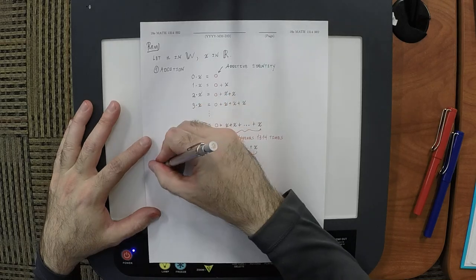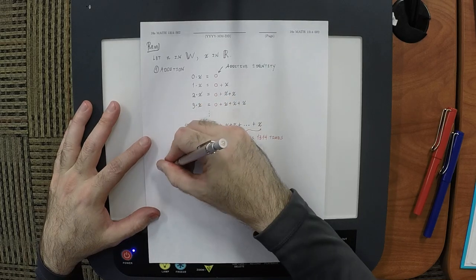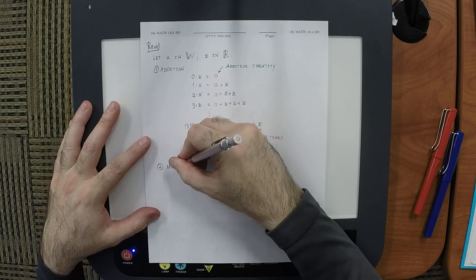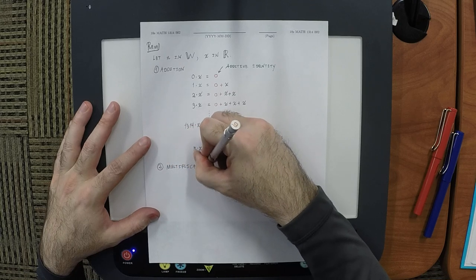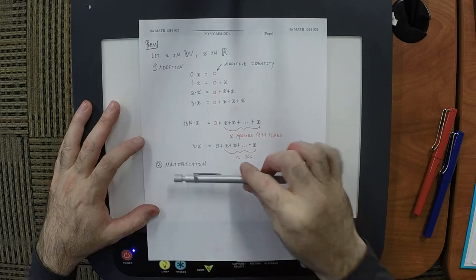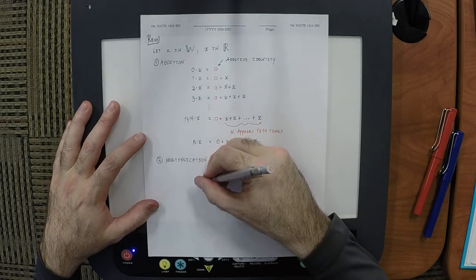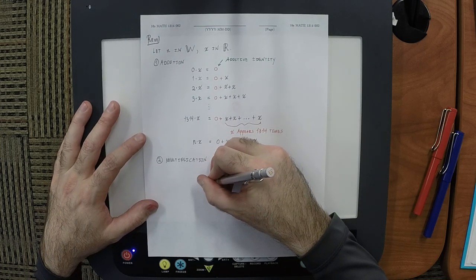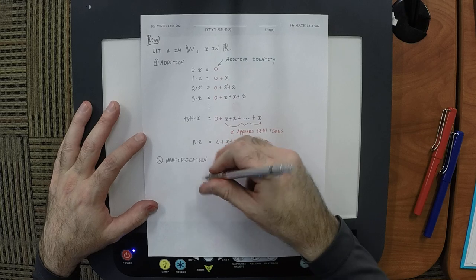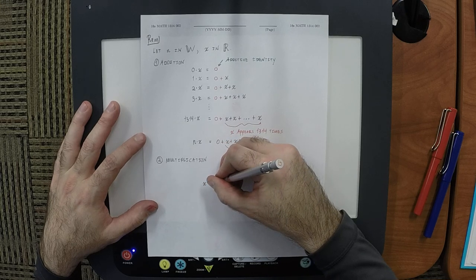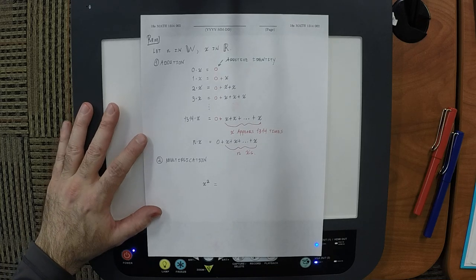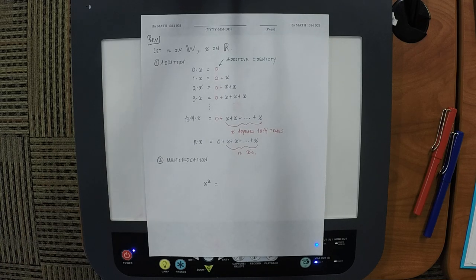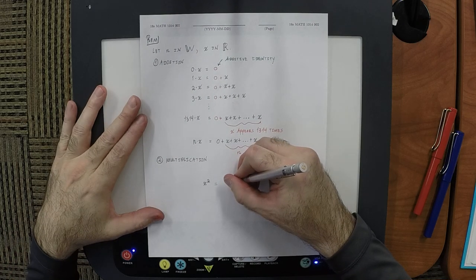So now for multiplication. What's the definition of x squared? What does that mean? X times x. Right. It means make 2 copies of x, but instead of adding them together, what do we do? Multiply. You multiply them.